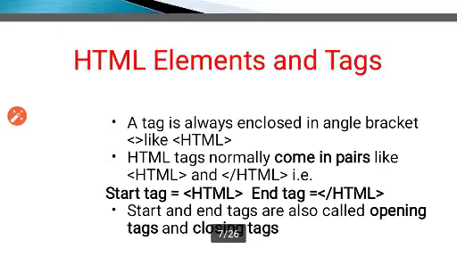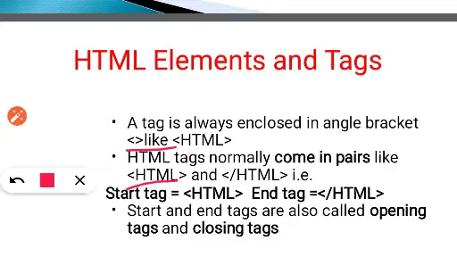Okay. Now let us see the HTML elements and tags. So any tag of HTML is always enclosed in angle brackets. These one, the angle brackets. And the HTML tags always comes in pairs, like HTML with opening tag and the closing tag. The start tag is also known as the opening tag, and the end tag is the closing tag. Okay.